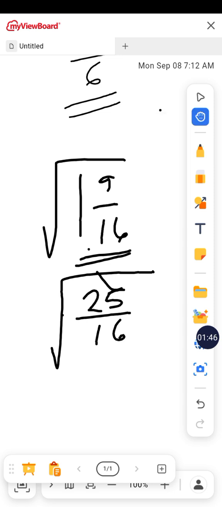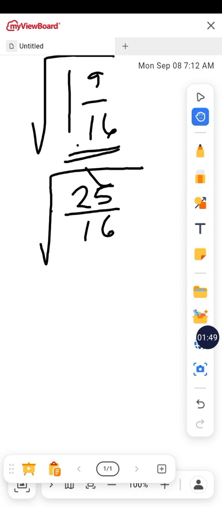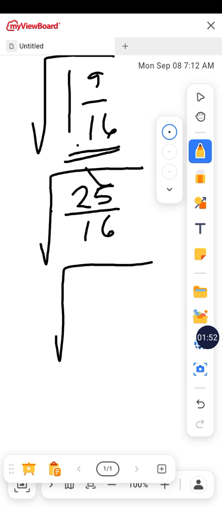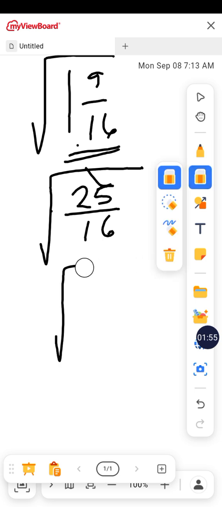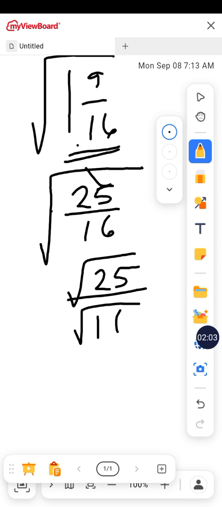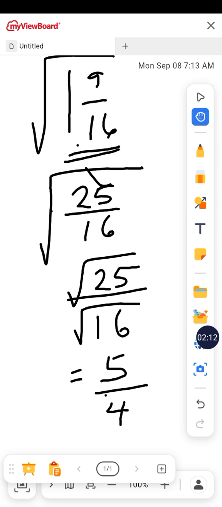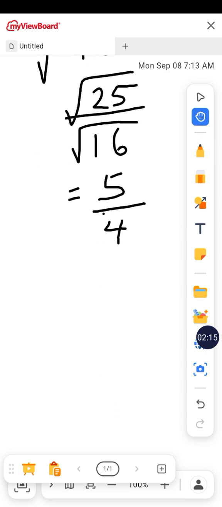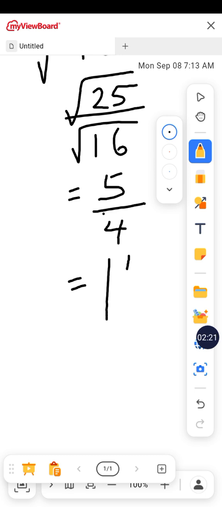And you can split this into square root of 25 over square root of 16, and that will eventually give you 5. Square root of 25 is 5, square root of 16 is 4, that's 5 over 4. And since it's an improper fraction, you can turn it to a mixed fraction. How many 4 can go in 5? That's 1, with 1 over 4 remaining. So you can have questions like this still under square root.